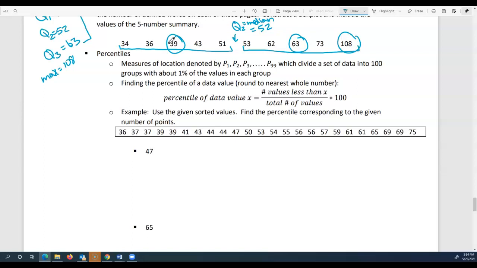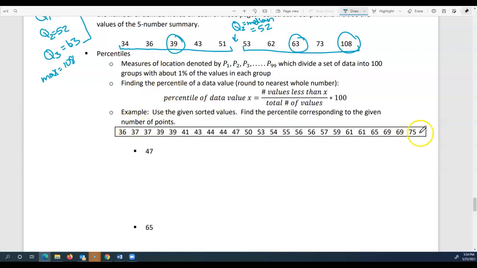So what we want to do is take a data set and figure out a couple of different things. We want to find the percentile of a data value, and that's what we're going to look at first, and then we're going to figure out some other things. So bear with me as we go through this section.